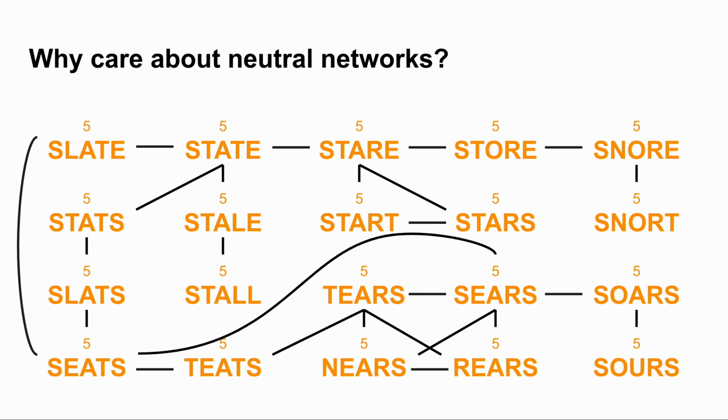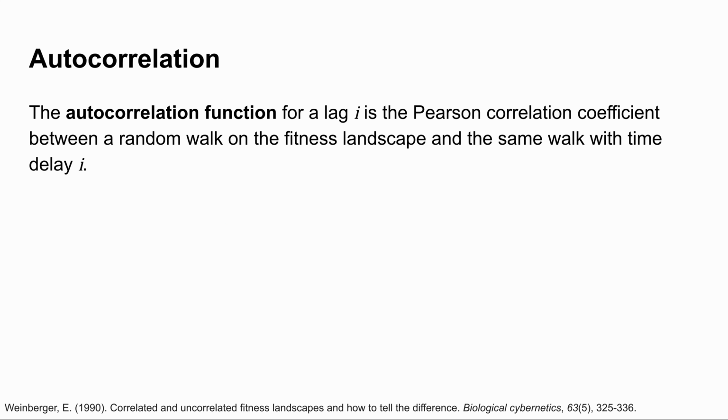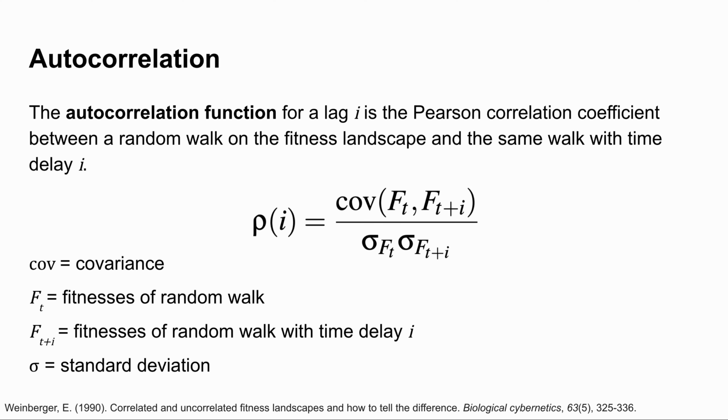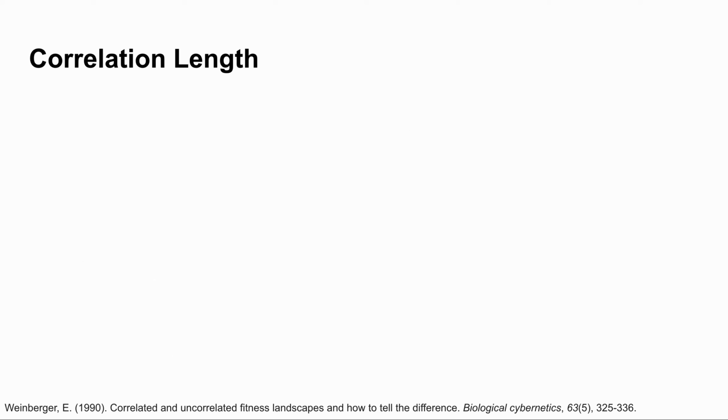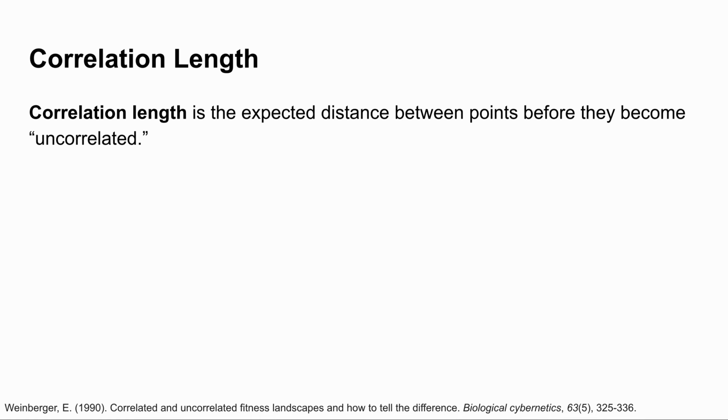Lastly, I want to talk about autocorrelation. The autocorrelation function for a lag i is the Pearson correlation coefficient between a random walk on the fitness landscape and the same walk with time delay i. The autocorrelation function has the following formula. Again, you might see some different formulas for the autocorrelation function, but just remember that it is a Pearson correlation coefficient. Related to autocorrelation is correlation length, which is the expected distance between points before they become uncorrelated.